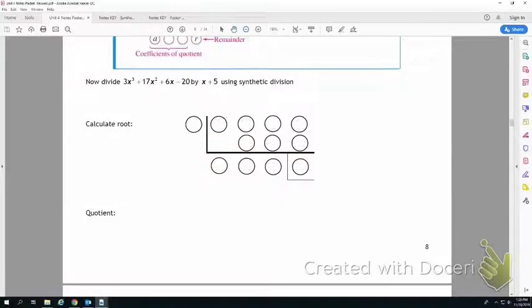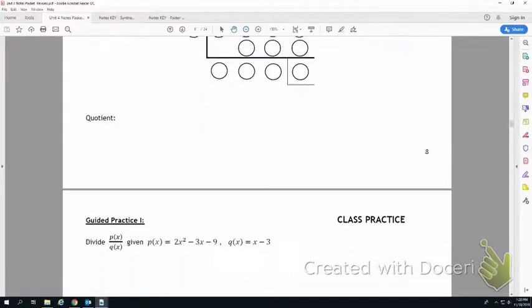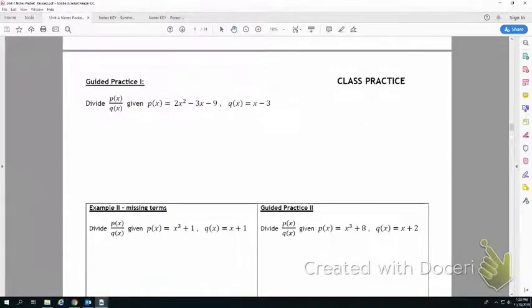Okay, so let's go to the back. We'll do a couple more together, and then I'll have you do it. So, on this, listen. Shh. What number is going to go out to the left of this thing? Positive 3. And then I'm going to list my coefficients in here.